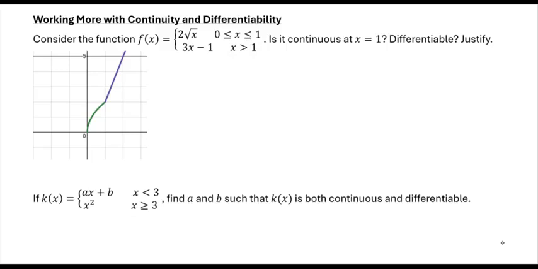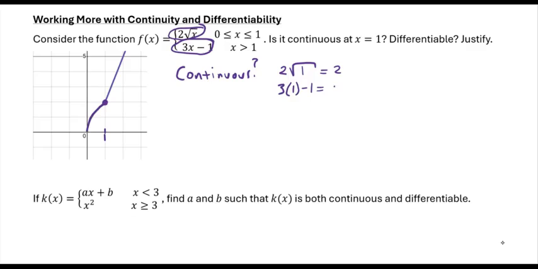Is it differentiable? Justify. So let's answer the questions one at a time. Is it continuous? Well, it's continuous if you can draw it without picking up your pencil. As we're coming in from the left, where does it go to? The important piece is when x is at a value of 1. That's what we want to consider. So we're going to plug 1 into the top part: 2 times the square root of 1. That's just going to be 2. And then we're going to plug 1 into the bottom part: 3 times 1 minus 1. And that also is 2. So are those equal? Yes. So yes, continuous, meaning there's no jump there.